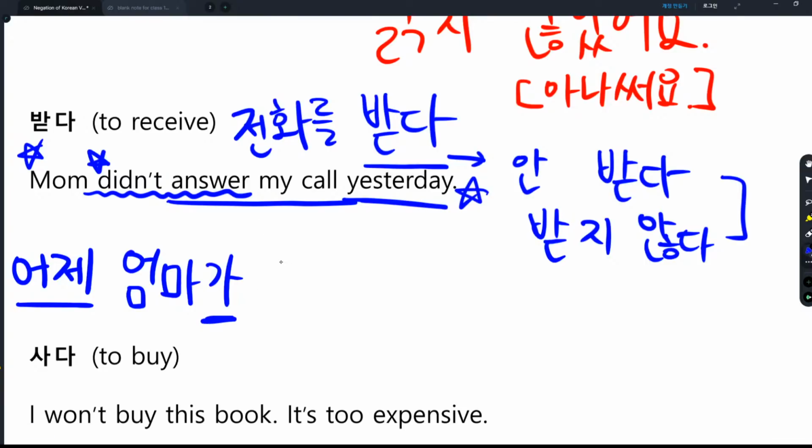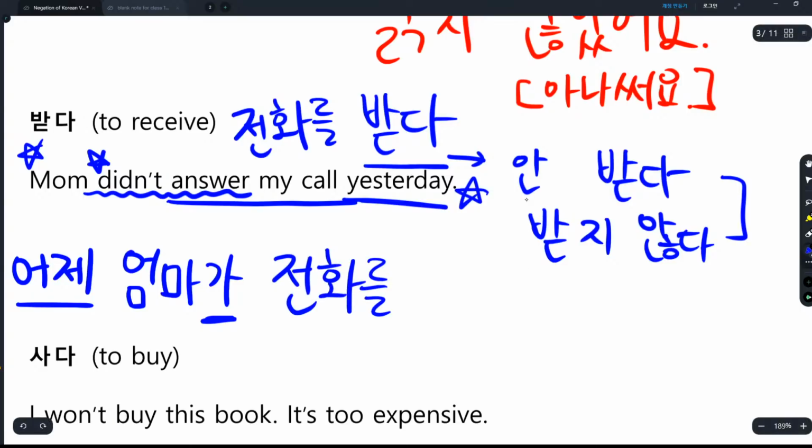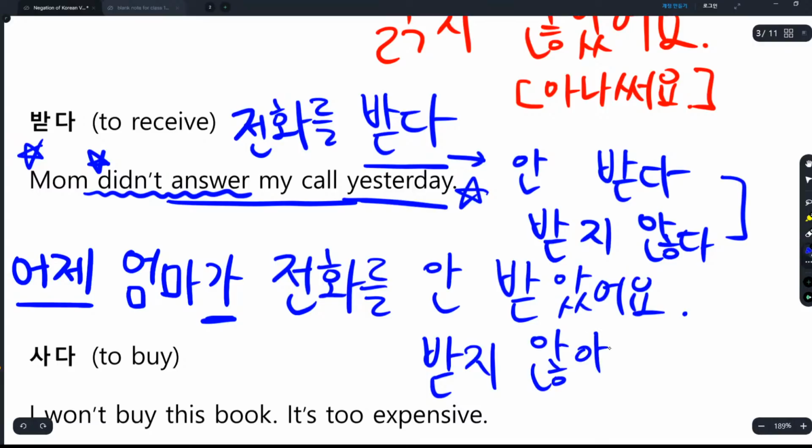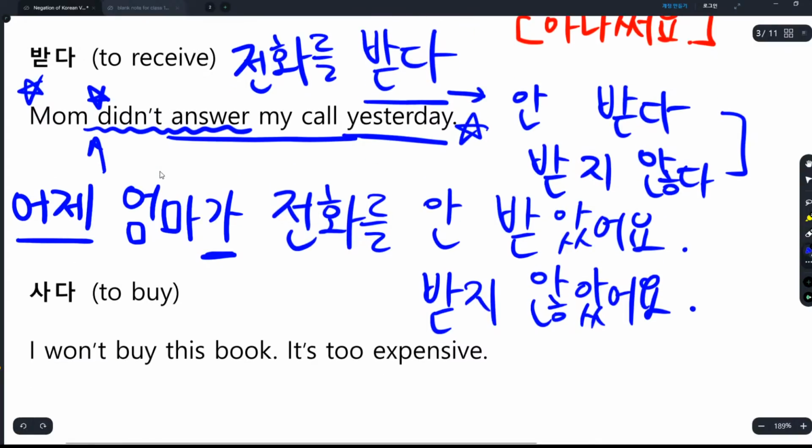So 어제 엄마가 전화를 안 받다. Conjugated in past tense. 안 받았어요, right? 엄마가 어제 전화를 안 받았어요. Or if you use 받지 않다, it would be 받지 않았어요. You conjugate 않다 in past tense. 받지 않았어요. So that would be the correct two ways to translate Mom didn't answer my call yesterday.